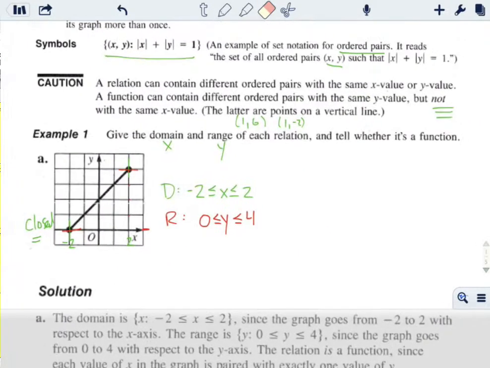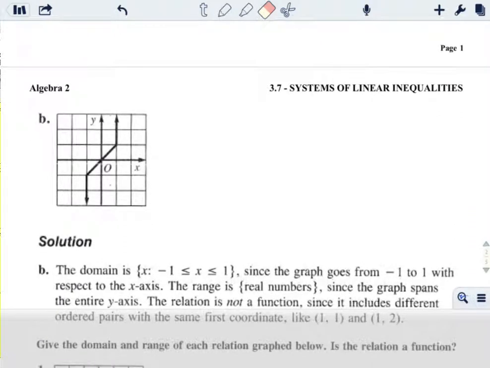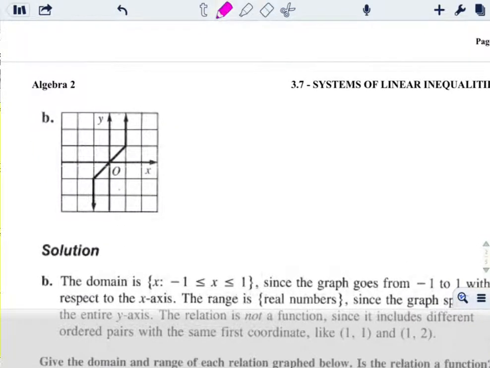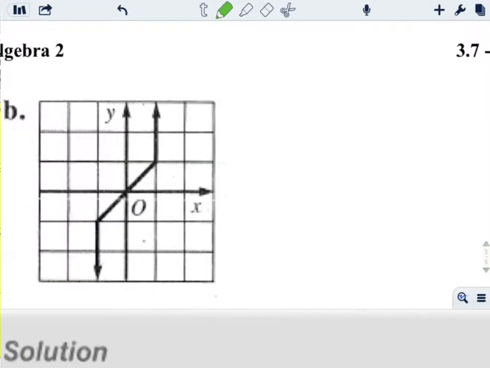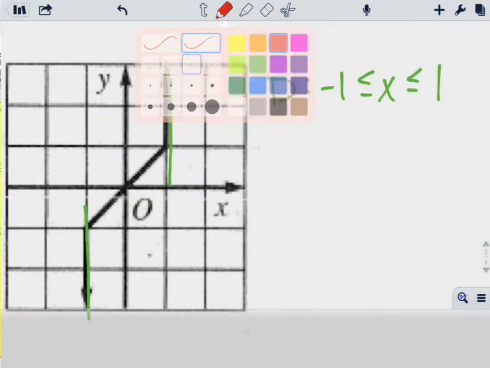All right, we'll look at ones here in a second that don't. Okay, let's look at B. We look left to right. We want to find the domain. This is the farthest left it goes. This is the farthest right it goes. It's equal at those points. So it's between those 2 points. That smaller value is -1 because here's our origin, and then positive 1.